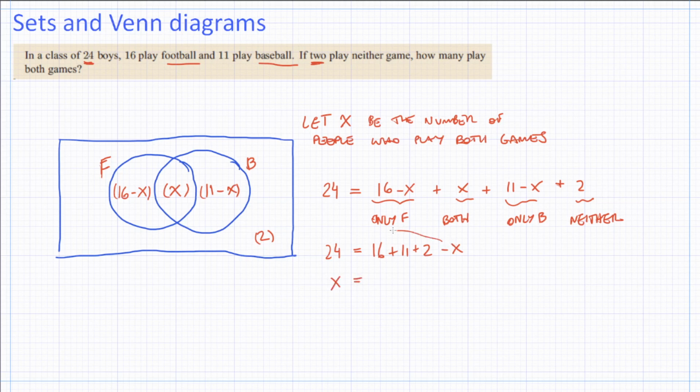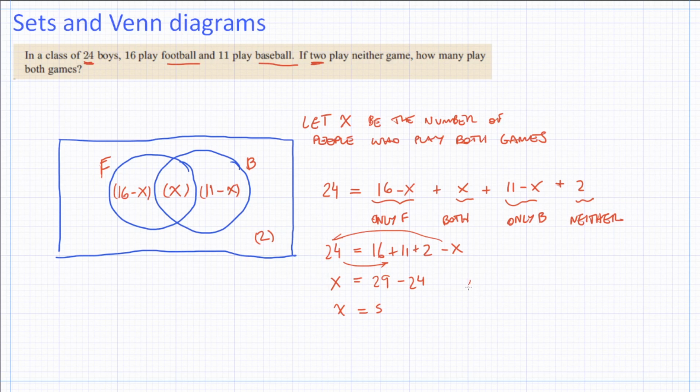So let's get X to that side, 24 to the other side. So X will be 16 plus 11, that's 27, plus 2, 29, minus 24. Therefore, X is 5. So the number of people who play both sports is 5.